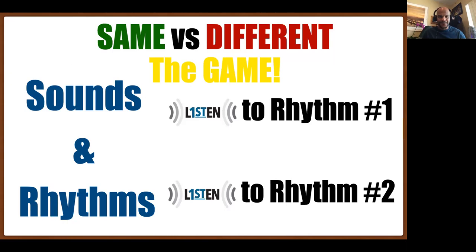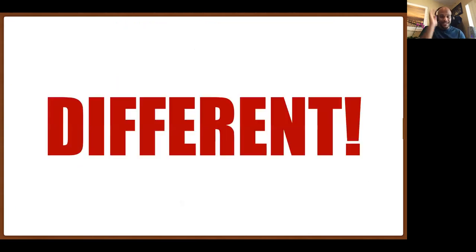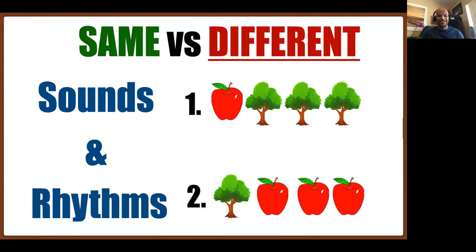Let's try it again. Rhythm number 1. Apple, tree, tree, tree. Rhythm number 2. Tree, apple, apple, apple. Were those the same or were they different? Write down your answer. What do you think? They were different. Did you get it right? No, you didn't.